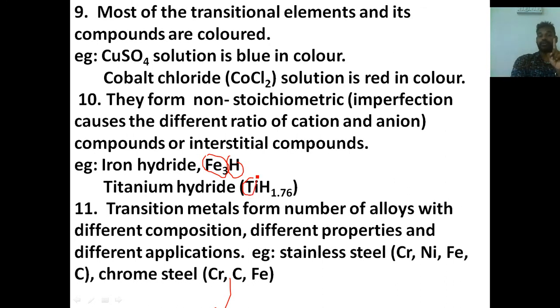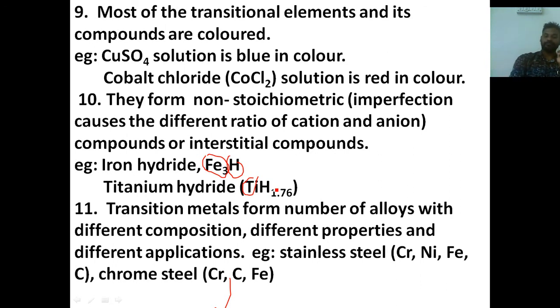This is also an imperfection. These two are the examples. Non-stoichiometric means the cation number and anion number are not in the same ratio. They are in a different ratio. As we know, cation and anion in a compound must have equal charge to balance the compound, but it is different here. This is because of their imperfection in the structure.